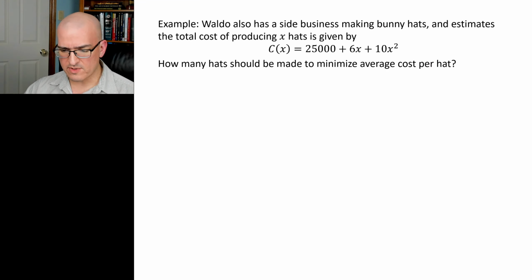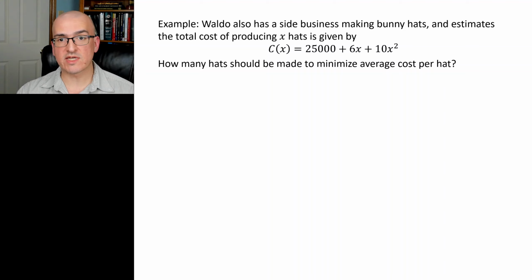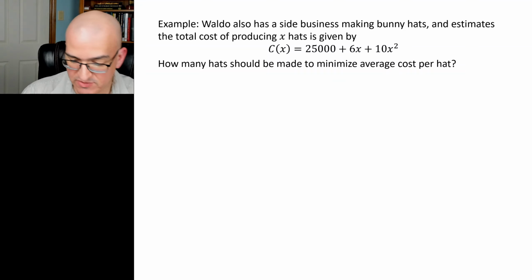Anyway, not important. The model's been given to us. We can't complain about it. We're just going to work with it. How many hats should be made to minimize the average cost per hat? So total cost is given. The average cost has to be constructed.